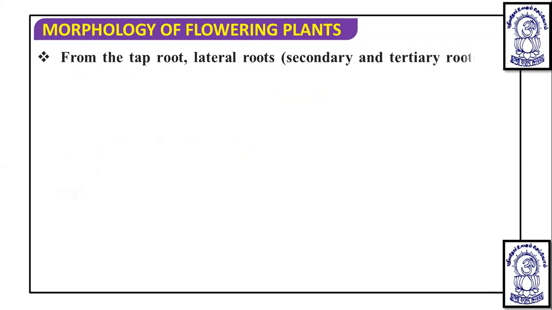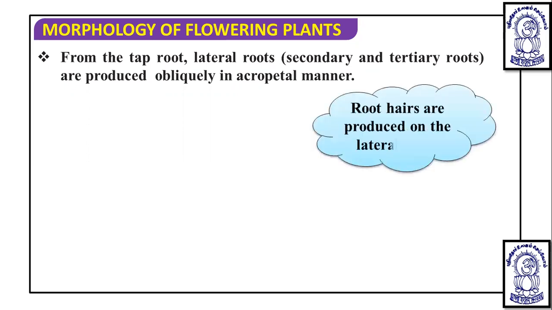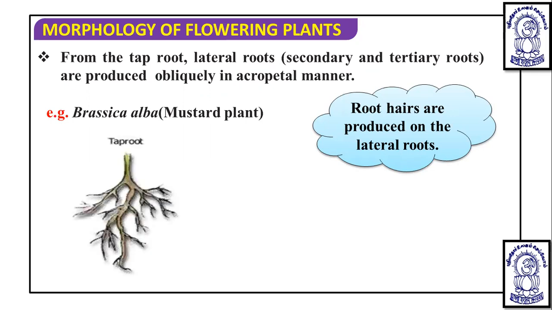From the taproot, lateral roots, secondary and tertiary roots are produced obliquely in an acropetal manner. Acropetal means the younger are towards the apex and older are towards the base. In such a way the branches or lateral roots develop. Root hairs are produced on the lateral roots, that is secondary and tertiary. An example is Brassica rapa, alba or the mustard plant.